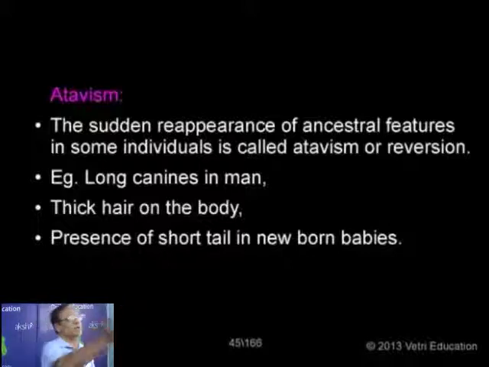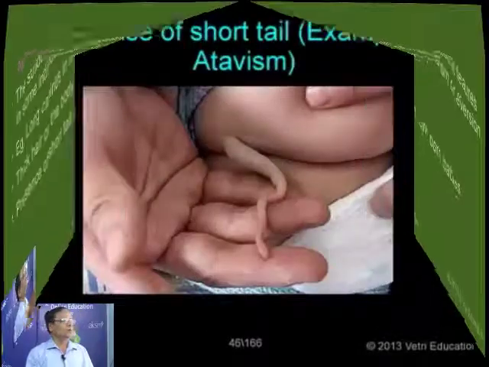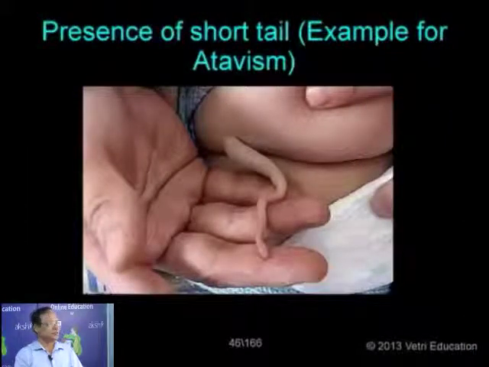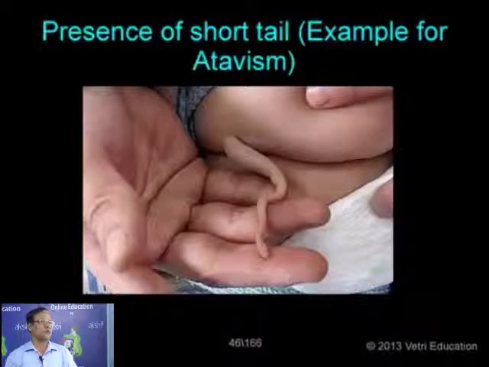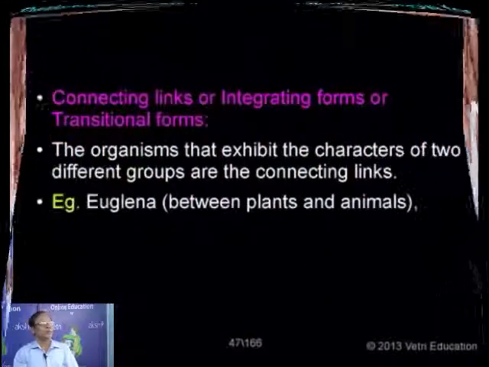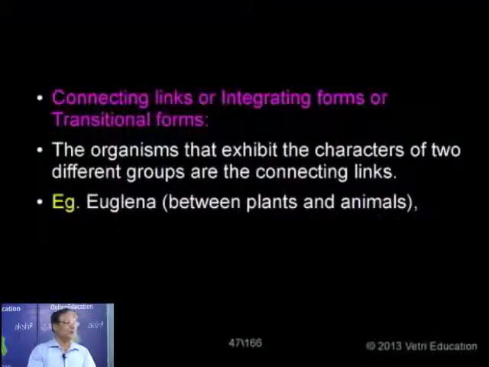Here I have given just a picture. The presence of a short tail is an example of atavism. You can see in the case of that child a short stubby tail as soon as the child has been born. This is nothing but the vestige, the continuation of the vertebral column. It is also one of the ancestral characters. We have seen it only in some individuals; the frequency is very low, not in many cases.